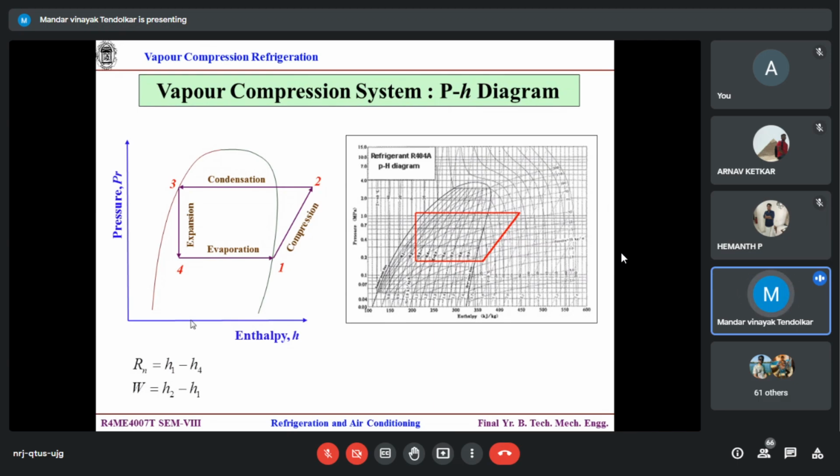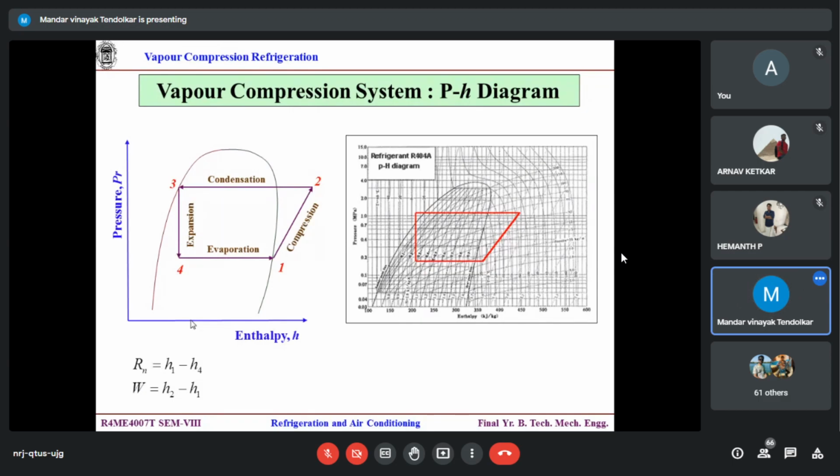H2 minus H1. Just take 4 projections down, done. 4 means 3 only, because 3 and 4 are the same. Correct? So take 3 projections down, get the enthalpy values, substitute in the formula, calculate the answer. Job is done. This is almost impossible in PV and very, very difficult in TS. This is why we convert everything into pH.